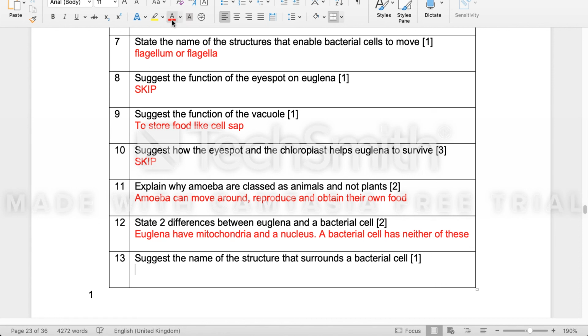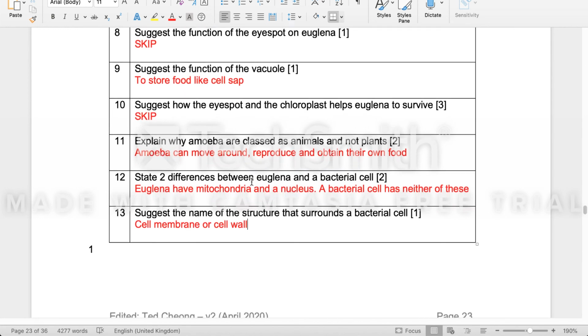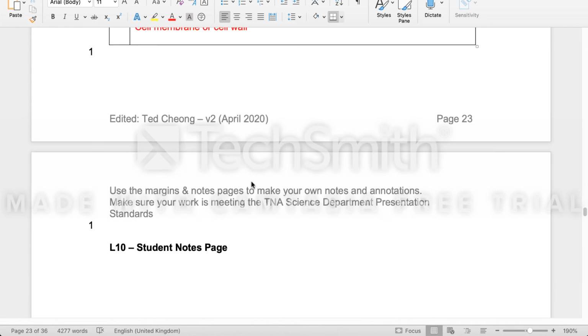And the last one is suggest the name of the structure that surrounds the bacteria cells. So this one is going to be a cell membrane. And if you had put cell wall, I will accept that as well, because they're both very similar in their purposes, except that the cell wall will help strengthen the cell. Okay. And there is lesson 10, unicellular organisms. All right, thank you for watching.